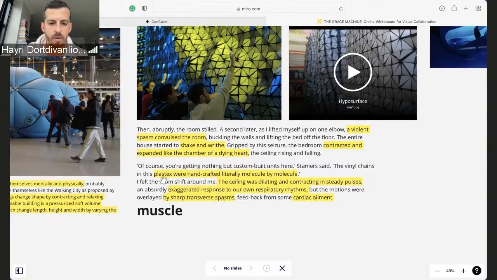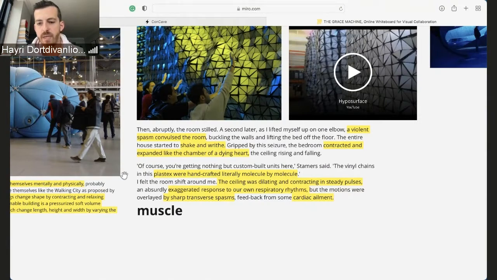This description of this architecture project actually has a direct echo, or an origination, in Ballard's story. I quote, "Of course, you are getting nothing but custom-built units here. The vinyl chains in this plastic were handcrafted literally molecule by molecule. I left the room, shift around me. The ceiling was dilating and contracting in steady pulses, an absurdly exaggerated response to our own respiratory rhythms. But the motions were overlaid by sharp transverse spasms, feedback from some cardiac alignment."